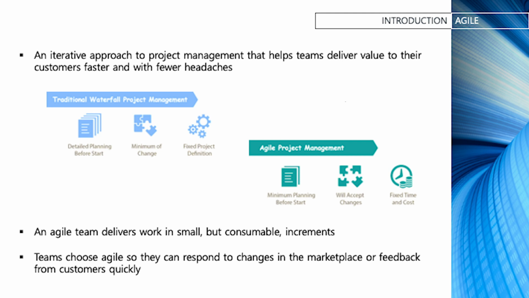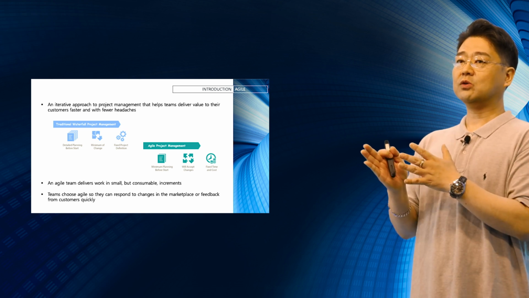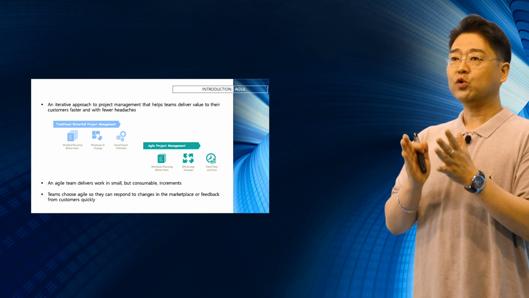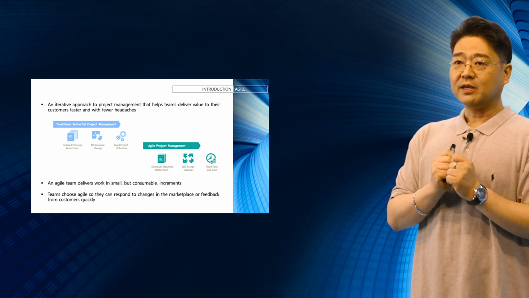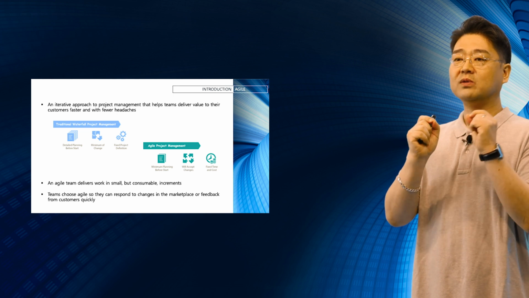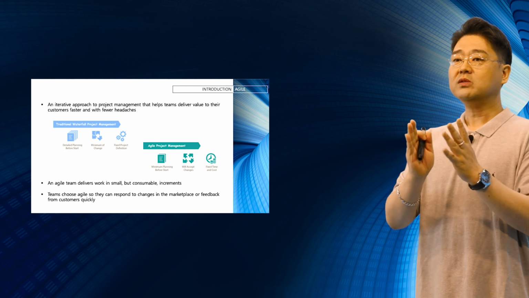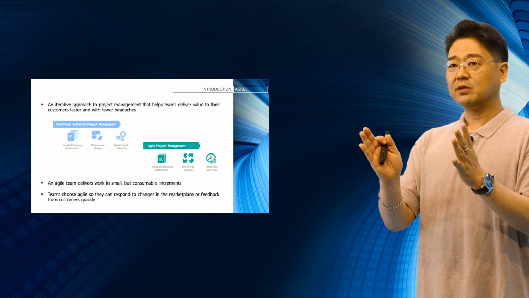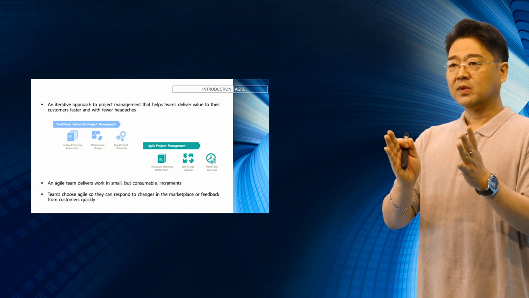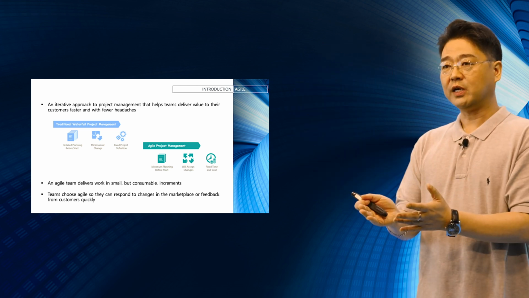So, again, what is Agile? It's an iterative approach to project management that helps teams deliver value to their customers faster and with fewer headaches. Traditional planning is very detailed planning before anything starts. People spend a lot of time on it, and once the plan is done, not much can be changed from the plan. And the fixed project definition, as in the project itself, is not going to change.